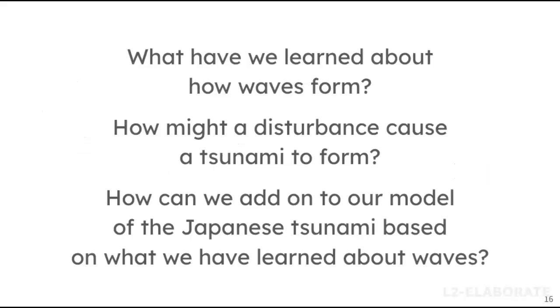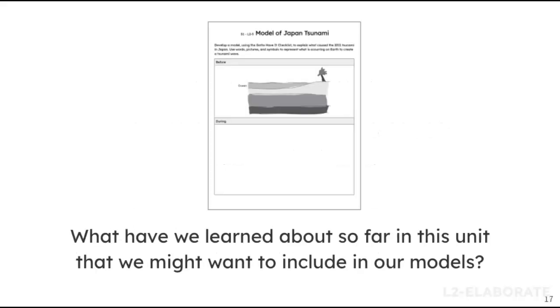For the elaborate portion of the lesson, you'll ask students questions about what they've learned about waves and how they can add to their model of the Japanese tsunami. To do this, you'll ask students what they've learned about so far they might want to include in their models. You'll have students revise their initial thinking by developing a second model on the Model of Japan Tsunami student journal page.